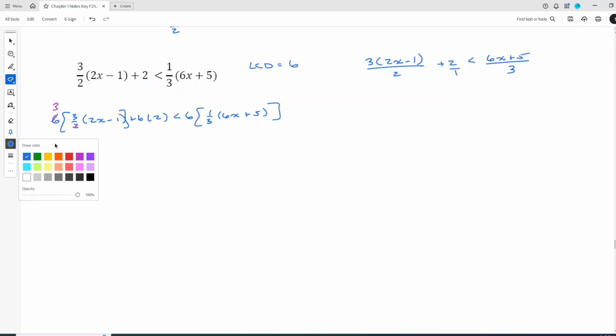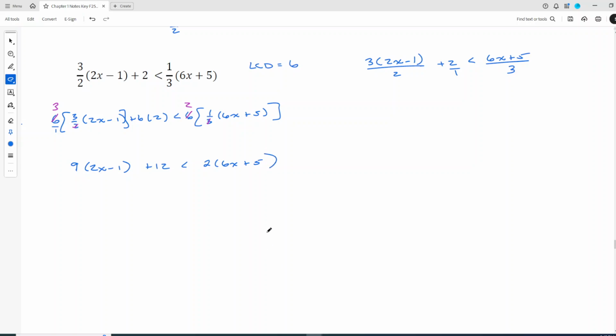So for me, I'm going to write this that I have 9, 3 times 3 is 9, times 2x minus 1. And if you don't understand how I got the 9, you could also think of this as 18 over 2, which is also 9, right? But I did 6 divided by 2 is 3, 3 times 3 is 9. And then I've got this plus 12 is less than 6 divided by 3 is 2. So I'm left with 2 times 1, which is 2, times the 6x plus 5.